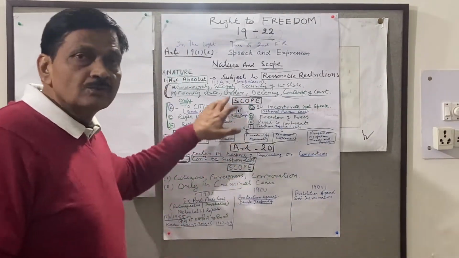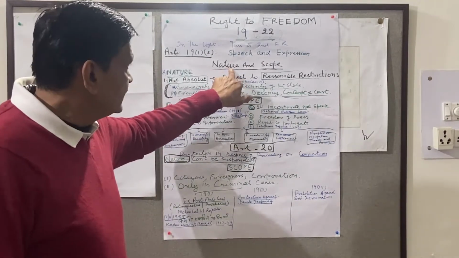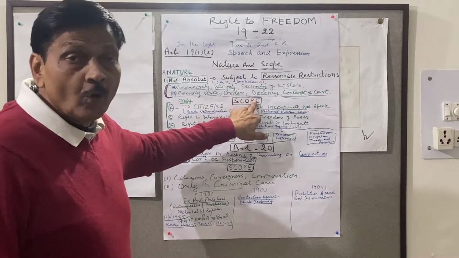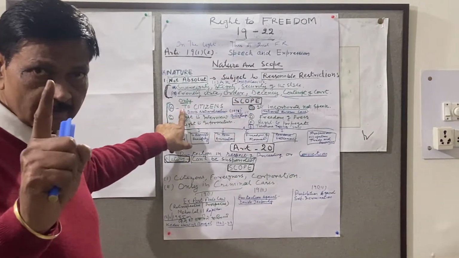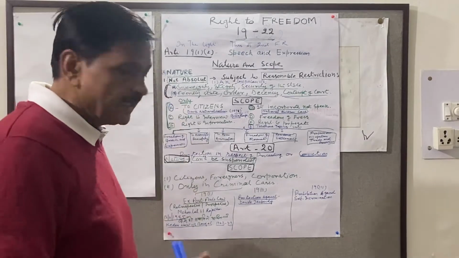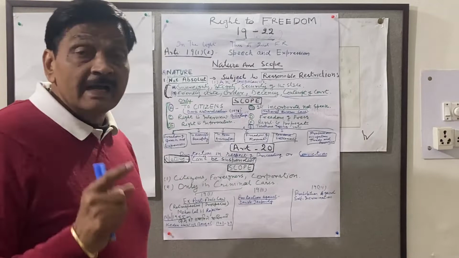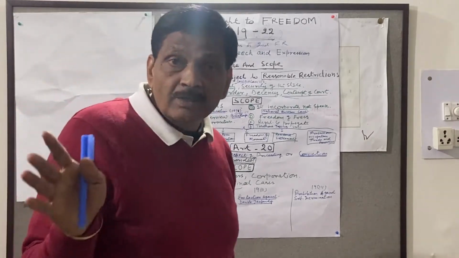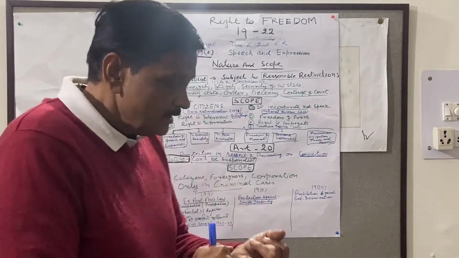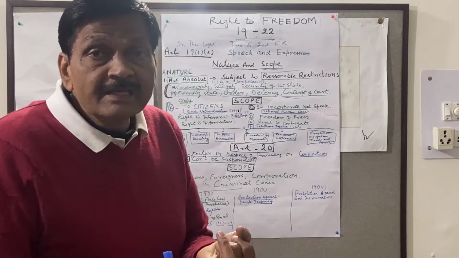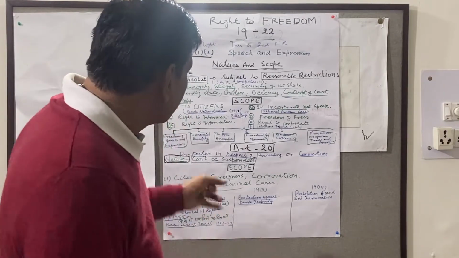Now come to the next part of this first heading, that is nature and scope. Scope of Article 19, number 1. You must remember this, and I will ask questions on this portion also. It is available to citizens only. So foreigners are excluded from this right. Secondly, companies and corporations are also excluded from this. You should note down this.